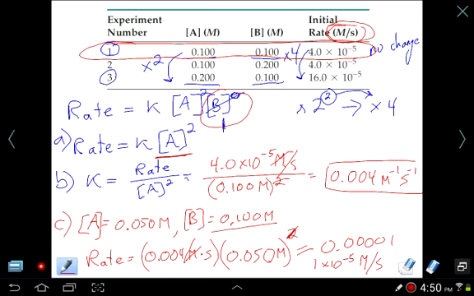More specifically, because we have two significant figures, we should really say 1.0 times 10 to the negative 5th molarity per second. And this is the final answer here. This would be the rate under these conditions. And this should conclude Lesson 1 of Chapter 14.